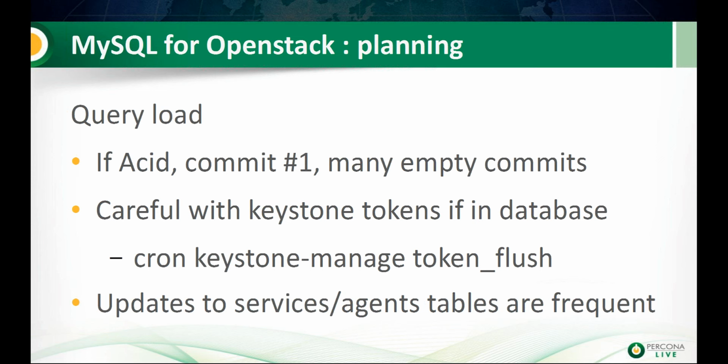Another thing, all the services and agents have tables where they put their status. So for a large cluster, you'll see a lot of updates on these tables. Usually the period is like 10 seconds. But if you have, let's say, 1,000 compute nodes, that's still 100 updates per second on those tables. That's something we'll need to take into account later when we discuss HA and other solutions.